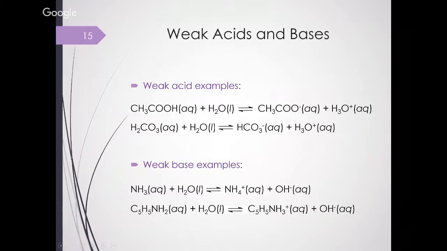And we see a similar situation down here, right? This is a derivative of ammonia. So it's the nitrogen that's going to accept the proton, not the carbon. So you don't end up with C5H6, you end up with C5H5NH3 plus, because that's where the proton goes. So we're weak because we only dissociate to a small extent because we're breaking up and we're getting back together.